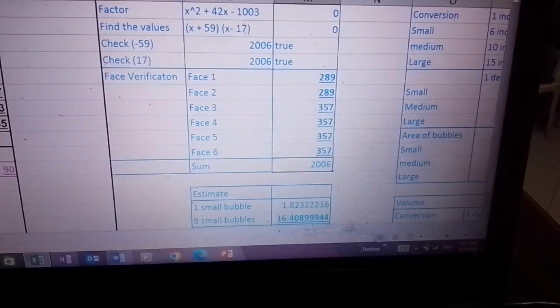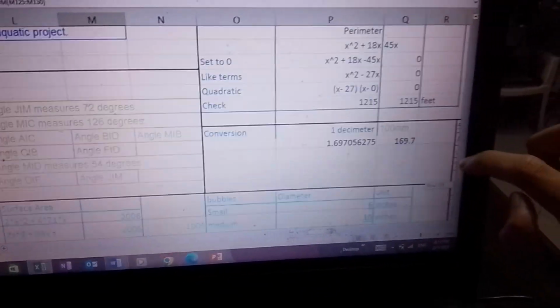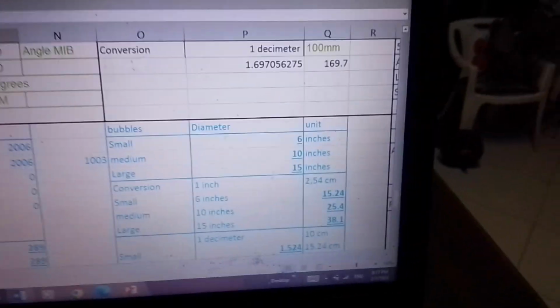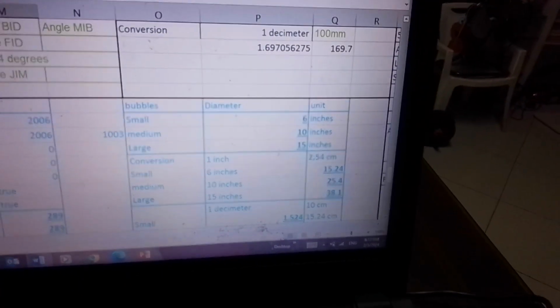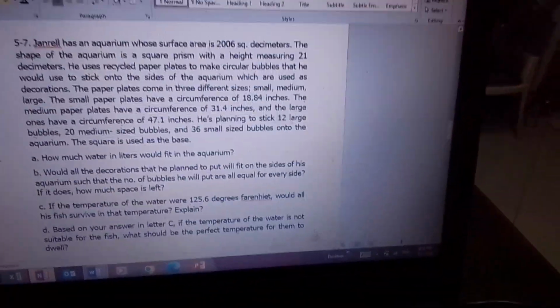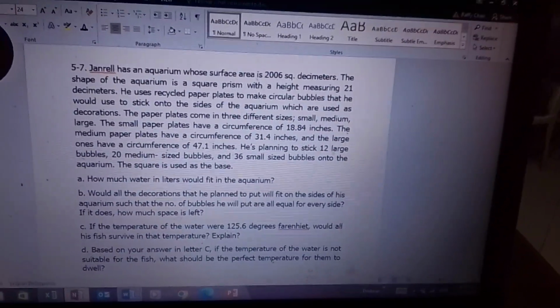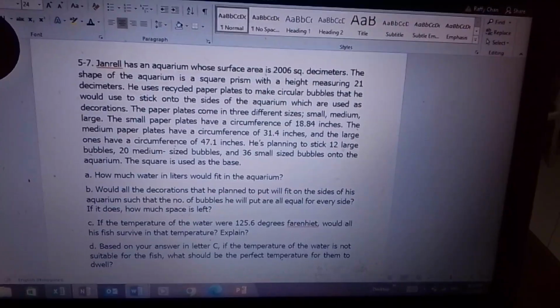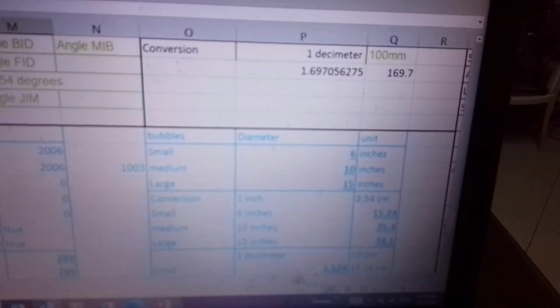So this is what we did. We need to estimate. First, we need to convert the measures. Remember, for the bubbles, we need to get the circumference. We know the circumference of the small bubbles is 18.84. So what is the diameter? 6 inches. And then 31.4 is 10. Then 47.1 is 15. Just like what we have here. That is the solution.